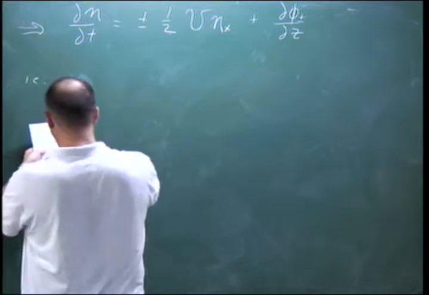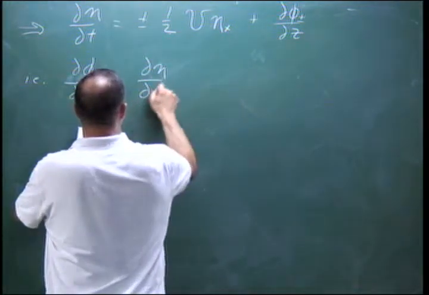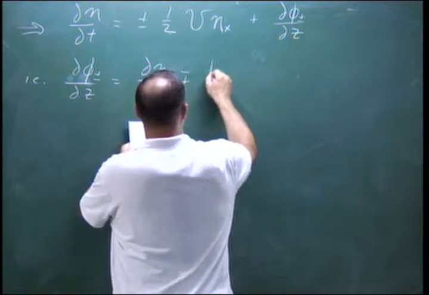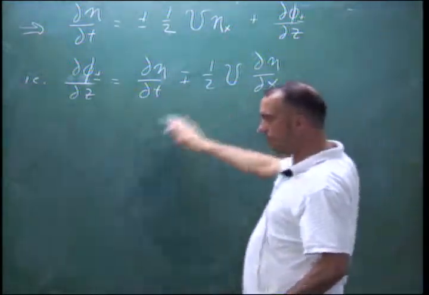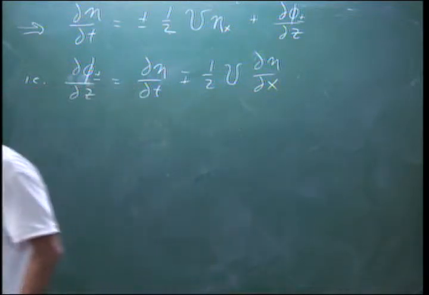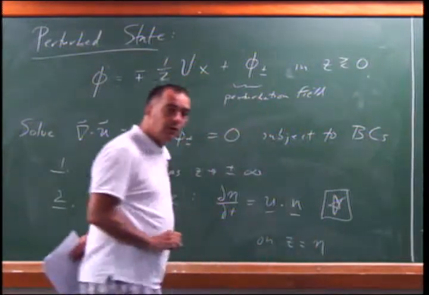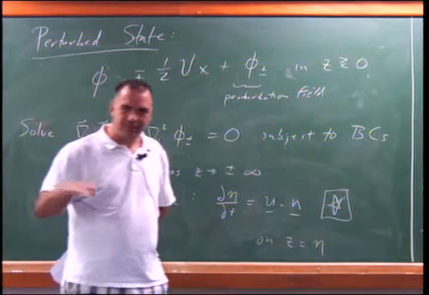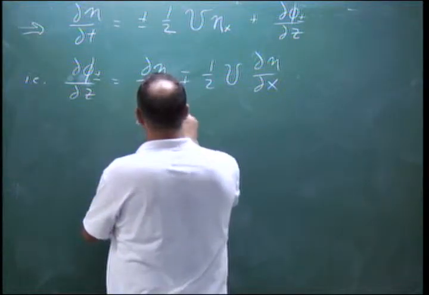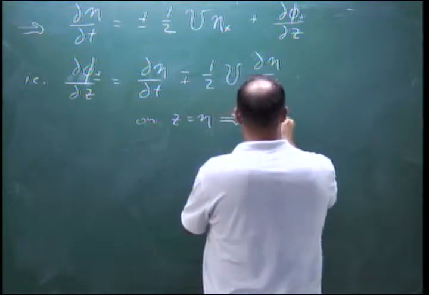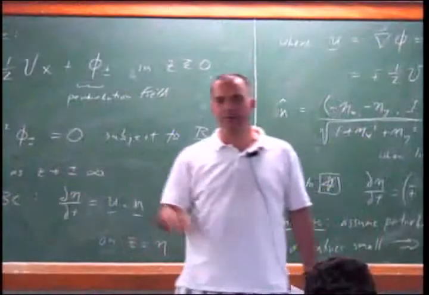Okay, and so we can rewrite this: d phi dz equals d nu dt, minus plus 1/2 u d nu dx. So this is now the kinematic boundary condition. This is true at the interface. So the interface is, of course, on z equals nu. But again, we're assuming these are infinitesimal perturbations, so you basically can just say these boundary conditions apply at z equals 0. Okay, so that's all consistent with the linearization. You're basically saying, again, infinitesimal perturbations, so let's just apply the boundary conditions at 0.